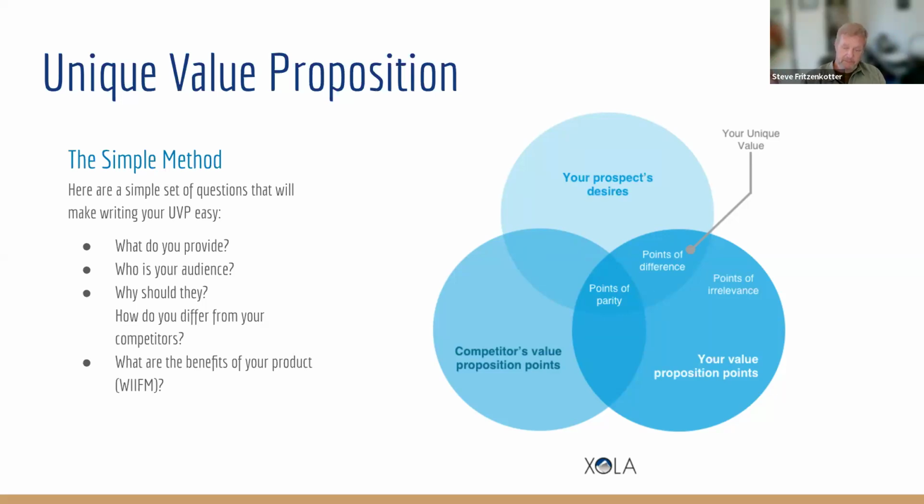We're not done yet because there's one more section, the points of irrelevance. The points of irrelevance are areas that our prospects don't really want. Our competitors don't offer them. We offer them, but what do we do with the points of irrelevance? In the case of a hotel, let's just say that it's a business hotel, right?